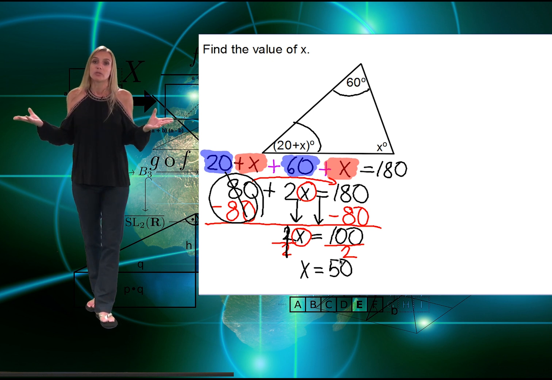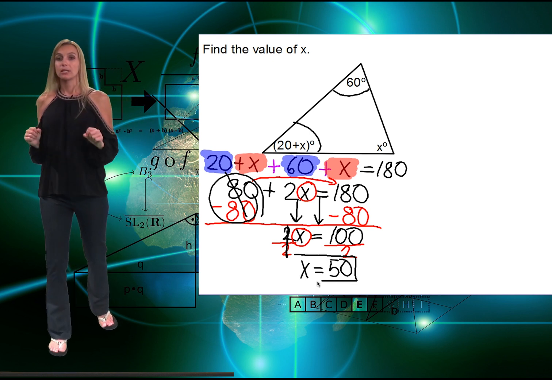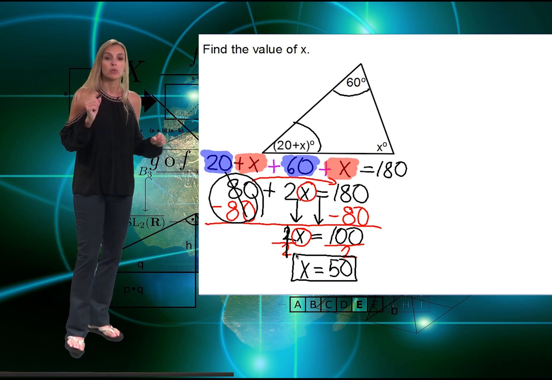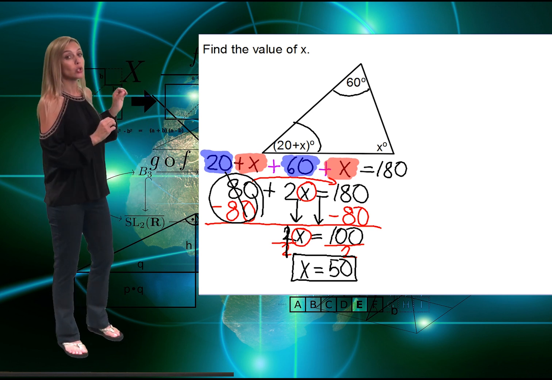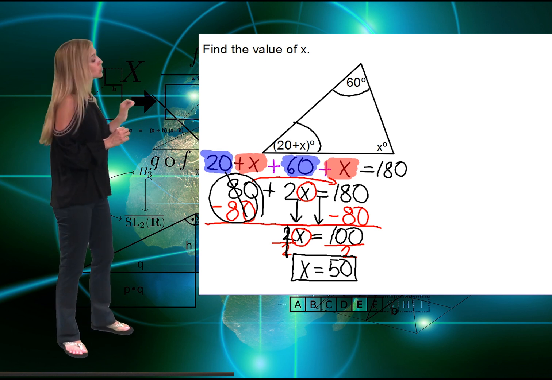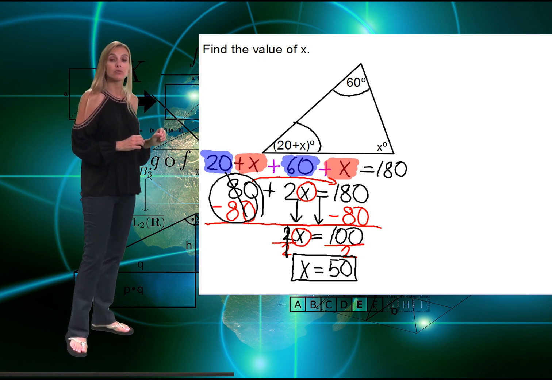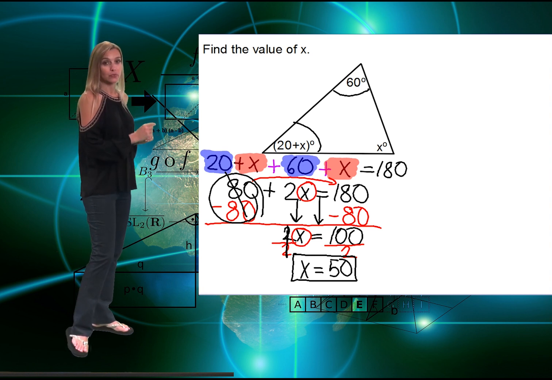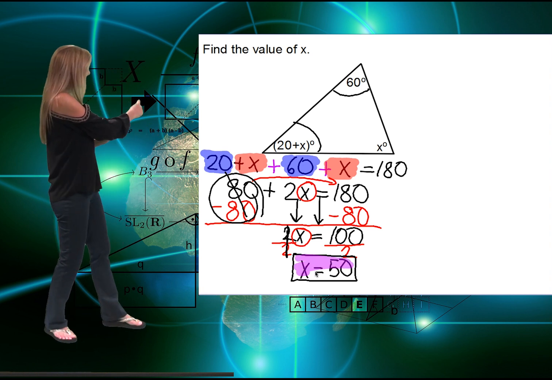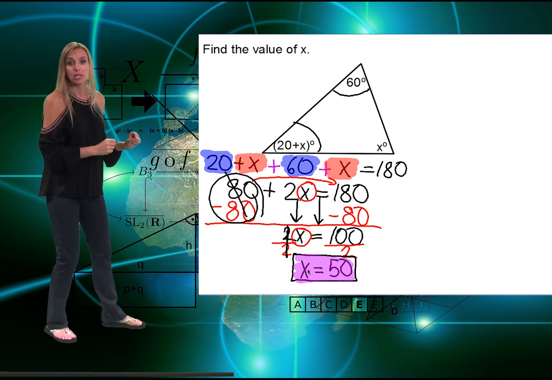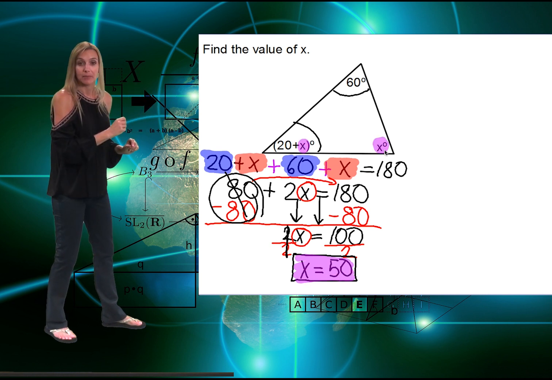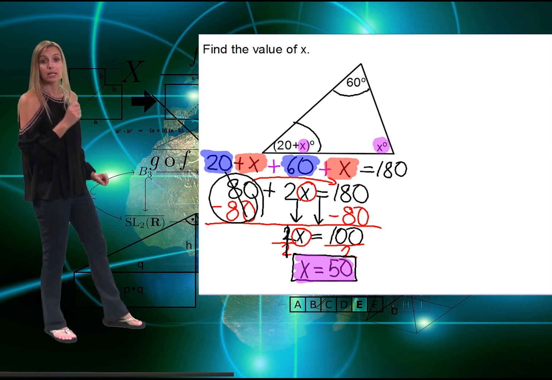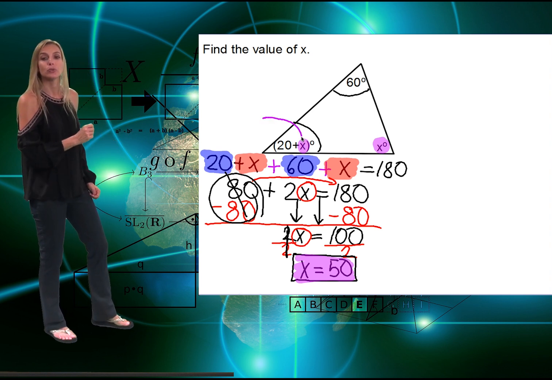Now, what do we always do? We want to make sure we are right. That means let's check our answer. I know if I was to add up all those three angles, I am supposed to get 180 degrees. And we are saying that X is equal to 50. That means replace every X that you see with 50. So let's do that. And let's add it up. And let's see what we will get.